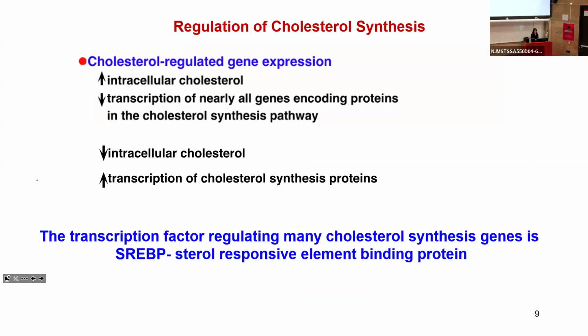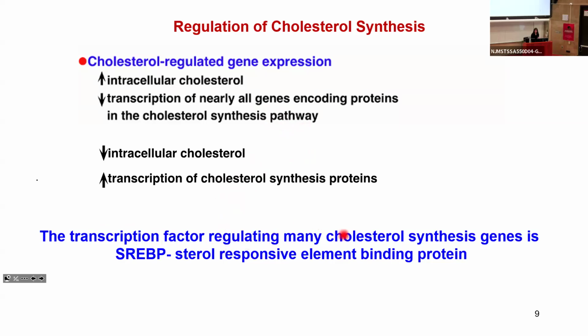And one is through gene expression. So cholesterol-regulated gene expression. If the intracellular level of cholesterol is high, then transcription of nearly all the genes encoding proteins in that pathway I showed you in the previous slide will be downregulated, right? There's a transcriptional way to just shut down the expression of those various mRNAs that are going to encode enzymes in the cholesterol synthesis pathway. Conversely, if intracellular cholesterol level is low, transcription of cholesterol synthesis genes is going to go up. All right, that makes sense.